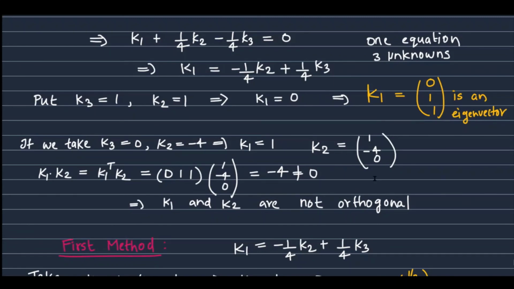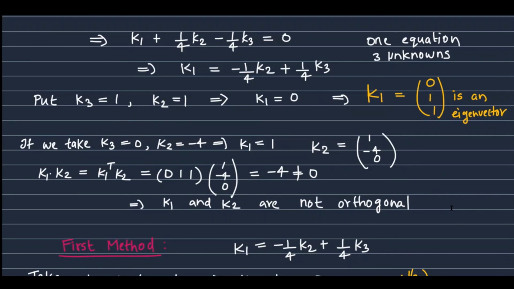Now we can see that these eigenvectors are not orthogonal because the eigenvalues are repeated. Only if the eigenvalues are distinct will the eigenvectors be orthogonal. Here K1 and K2 are not orthogonal, because K1 dot K2 is K1 transpose K2, which is 0, 1, 1 multiplied by 1, minus 4, 0, and the inner product is minus 4. So K1 and K2 are not orthogonal. Our aim is to find a vector K2 which is orthogonal to K1.